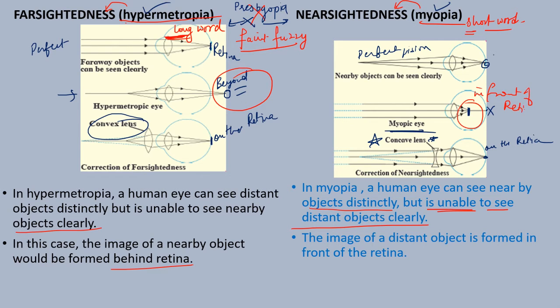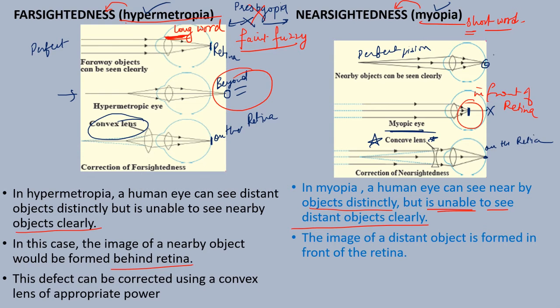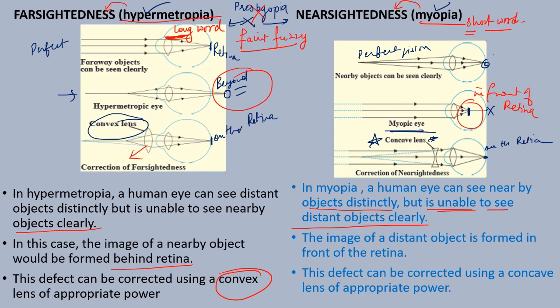All right. Now, the third point of difference is this defect can be corrected using a convex lens. All right. And this myopia can be corrected using a concave lens. All right, this is a concave lens. That was all about the differences between myopia and hypermetropia.